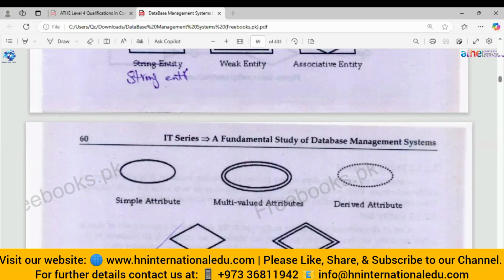After that, we have derived attributes, the attributes that are dependent on or derived from something else. For example, we don't know the age of a student. Instead of age, the student mentions their date of birth. Here the age is derived from the date of birth. Through the date of birth, you calculate the student's age. So that is a derived attribute.